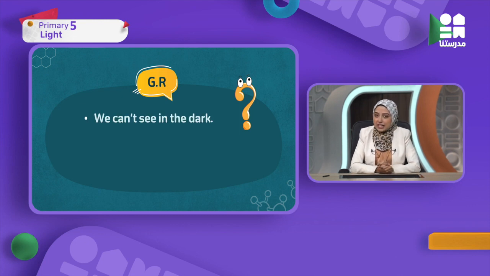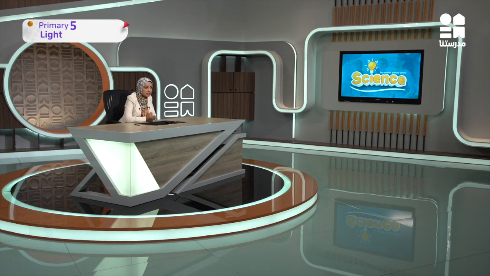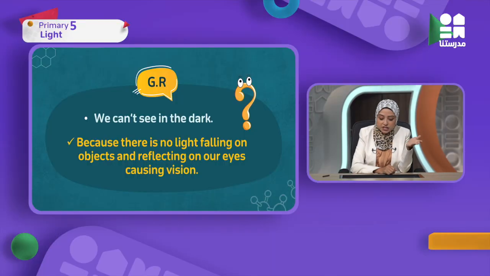We can't see in the dark. Why can't we see in the dark? Okay, why can't we see in the dark? Because there is no light. Because there is no light falling on objects and reflecting to our eyes causing vision.